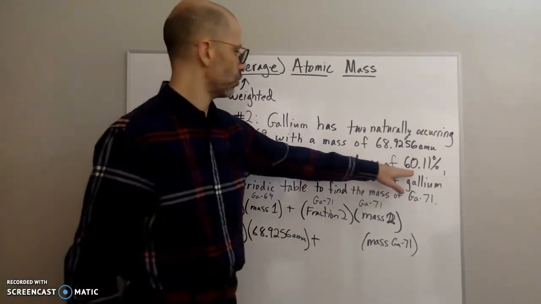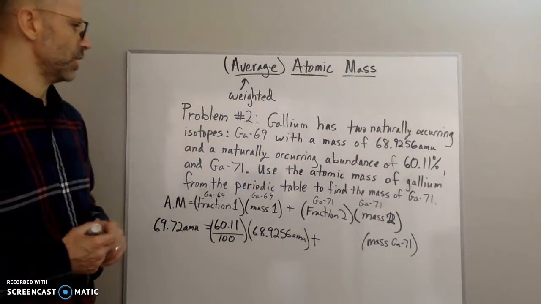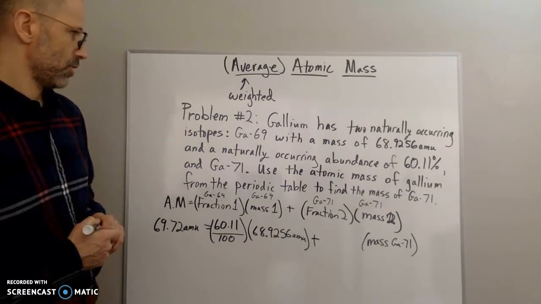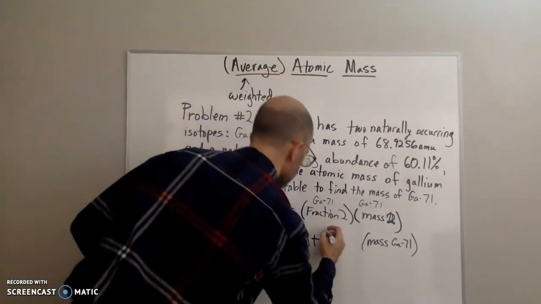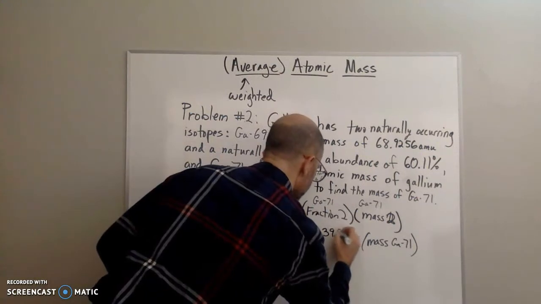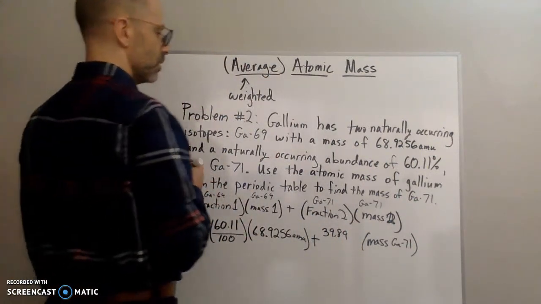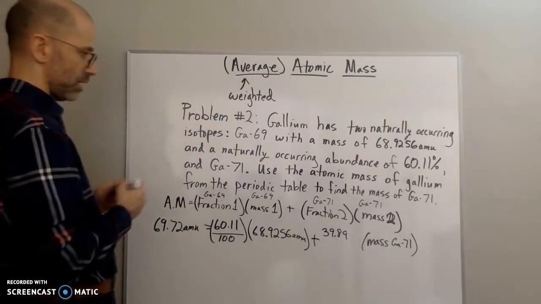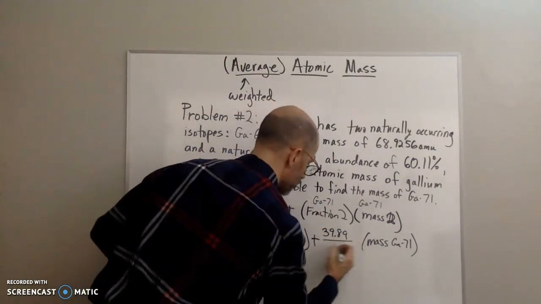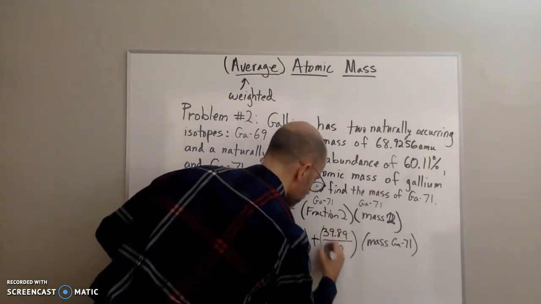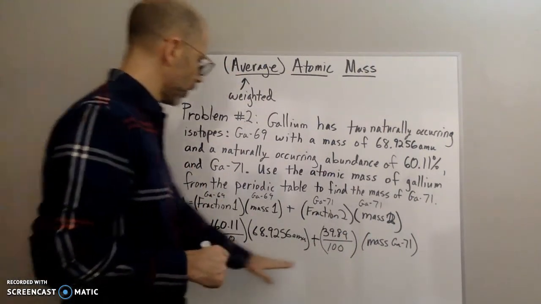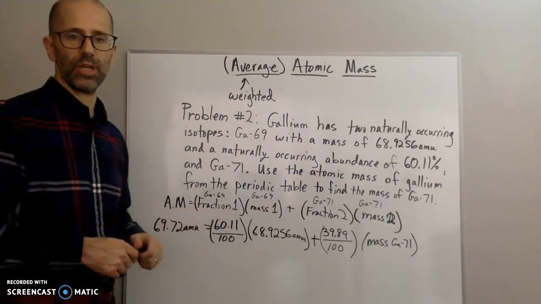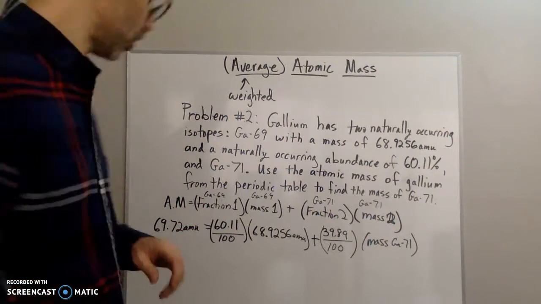So 60.11 subtracted from 100 is going to be 39.89%, right? That's out of 100, so I'm going to divide that by 100. So now I have one equation, one unknown. Now all I do is solve this equation for the unknown. So let's go ahead and solve this.